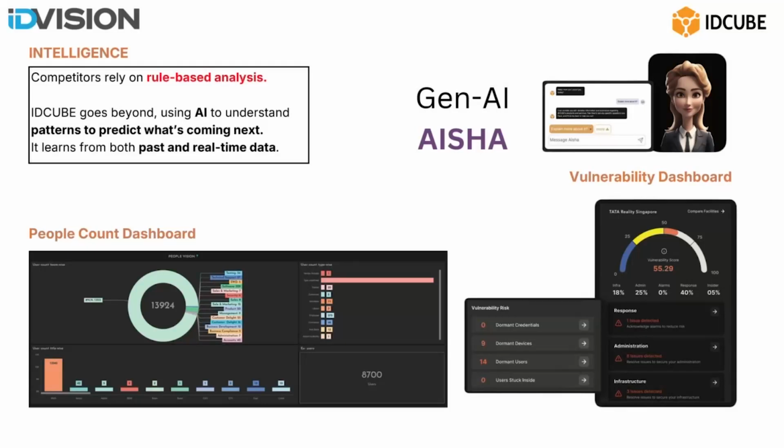Then on the right hand side, we have our Gen AI, Aisha, which I spoke about. Just ask it any kind of question and it's going to give you the reply based on the data of your access control system. And on the bottom part, we have our vulnerability and risk assessment score, which is able to tell you, okay, you've bought the most expensive system, but you've not configured it properly. You've not configured it to run on the most optimized level.